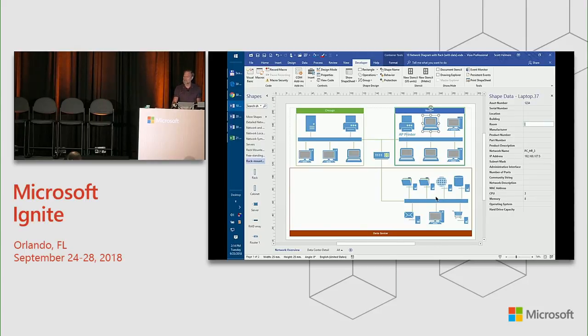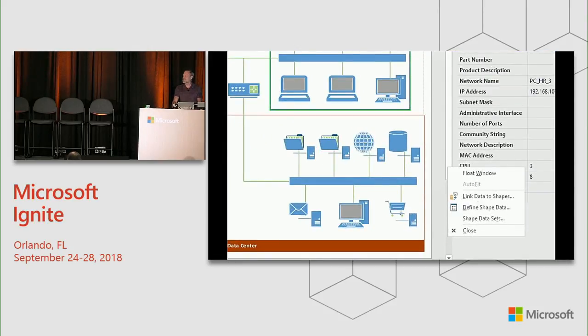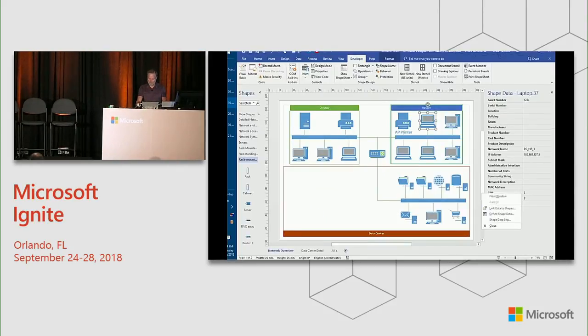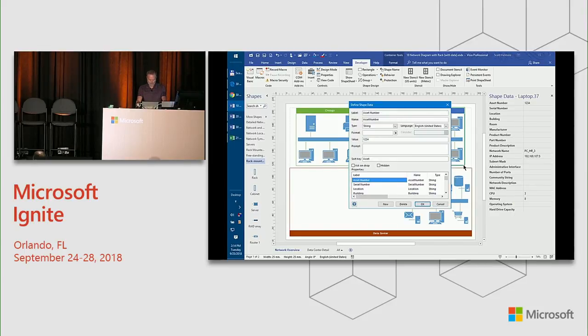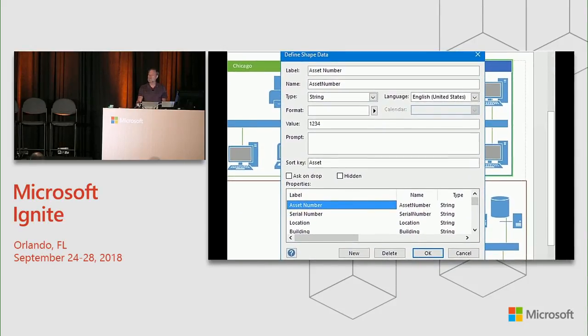If I want to add new fields, which I'd suggested a few minutes ago you could do, I can right-click anywhere in the bottom or the unused part of the shape data window. This is just one of several ways to get to where I'm going, but I can right-click and choose Define Shape Data. So let's click that entry, right-click, Define Shape Data, and sure enough, here is that dialog for creating new data fields.